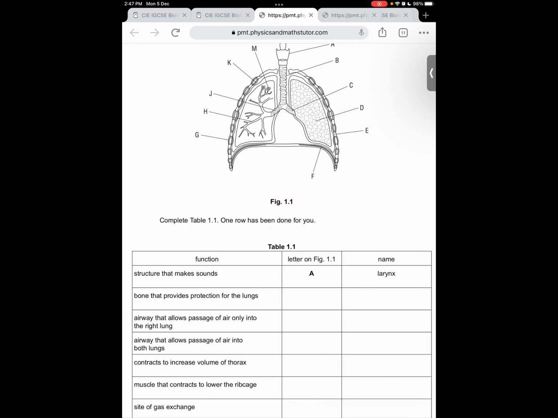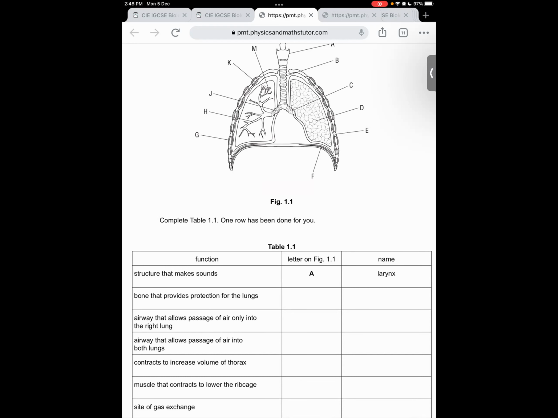No, I don't think so. जो G है ना वो intercostal muscles है. Intercostal muscles volume of thorax को नहीं बढ़ाते. It has got nothing to do with the volume of the thorax. There is another muscle. Look at this diagram very, very carefully.